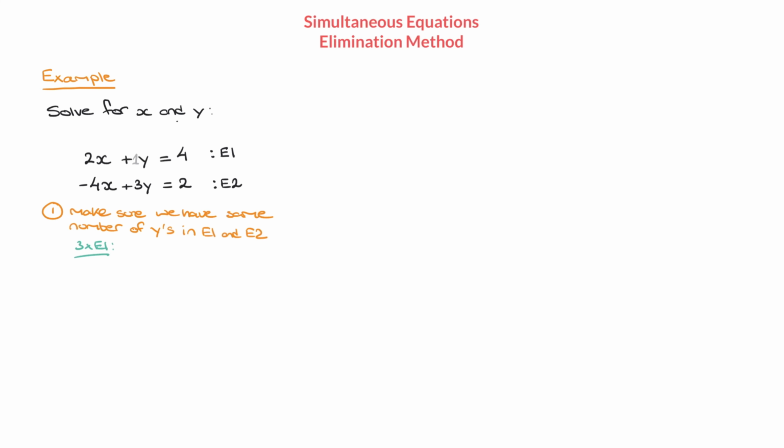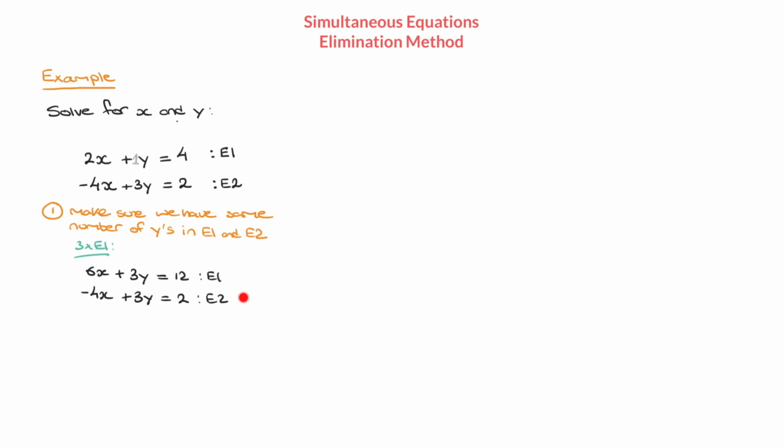There we go. Okay, well, multiplying this entire equation by 3, we'll have 3 times 2x, which is 6x. And so I'll write that here. We'll have 6x plus 3 times 1y, well, that will be 3y. And on the right-hand side, we'll have 3 times 4, which is 12. And that's our new equation 1. Our equation 2, of course, doesn't change at all. So we'll have negative 4x plus 3y equals 2. That's equation 2. And that's step 1 done.